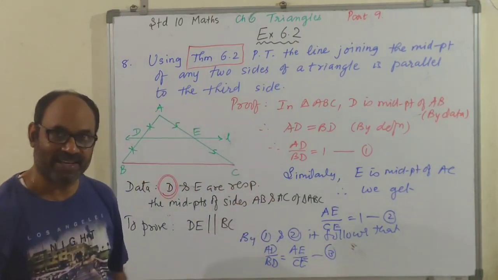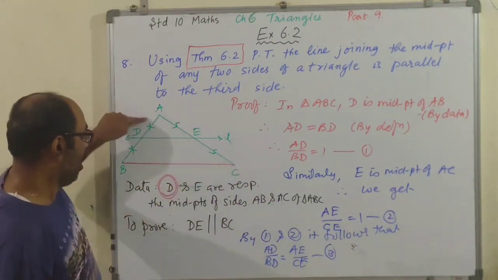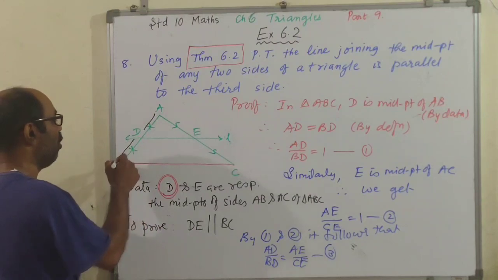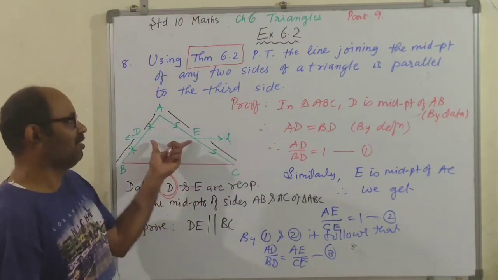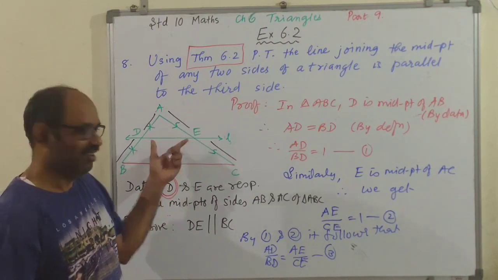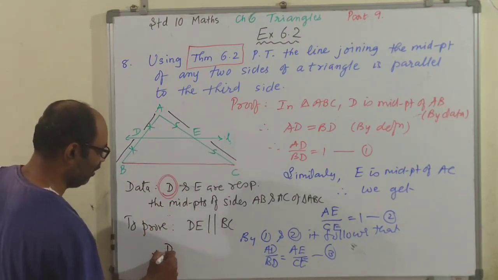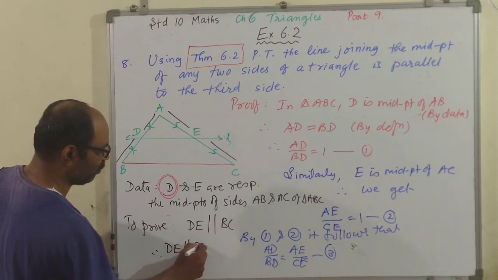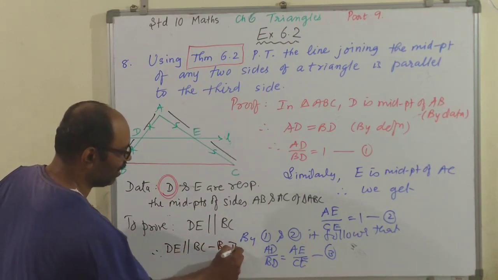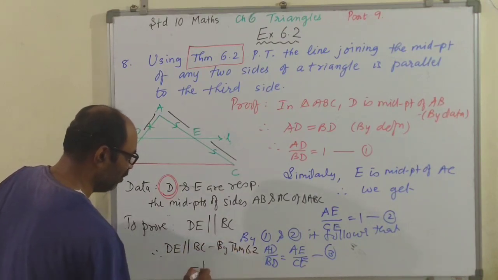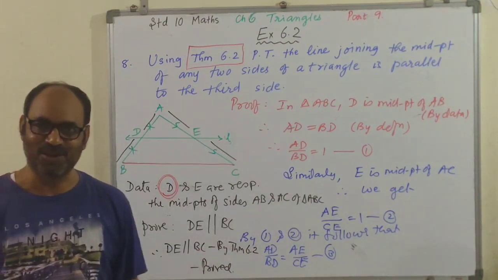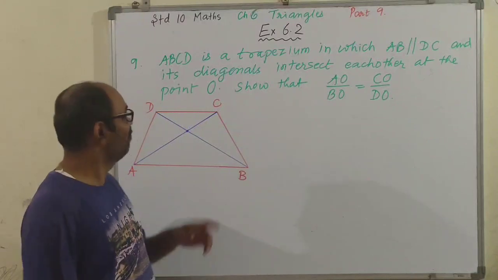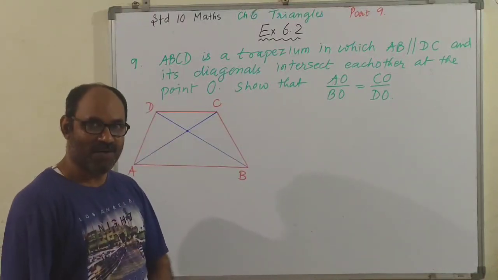Now you got AD upon BD equal to AE upon CE. That means DE is parallel to BC. Therefore, DE is parallel to BC by theorem 6.2. Proved. Clear to you? Understood? So fine children, we move on to the ninth sum now.